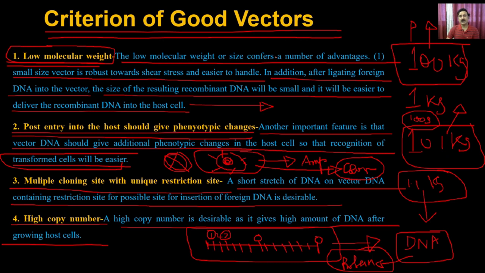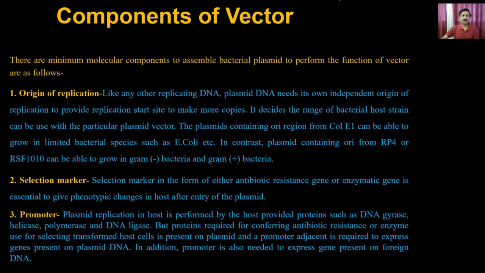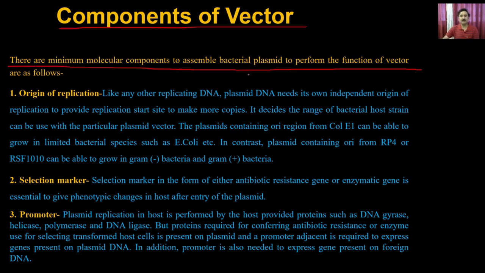Now let's discuss the different components you require. So, components of a typical vector. There are minimum molecular components you need to assemble for a bacterial plasmid to perform the function of a vector. I have taken bacterial plasmids as an example. You can imagine that the components will remain the same, except that you might have to take those components from the respective DNA. The first and most crucial component is the origin of replication.